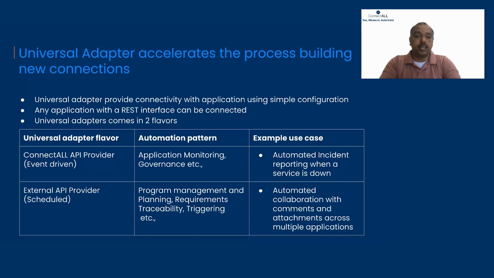So that's the beauty of ConnectALL's API provider. It can read events and it can send data to your needed team so that they can act on it very fast. And external API provider has a much bigger use case. It can help you with automation patterns like program management and planning, requirement traceability, triggering your builds and releases and stuff like that. So external API provider is usually a scheduled approach where we say, okay, what are the changes that happened in a specific period of time, and based on that, we'll act on it.